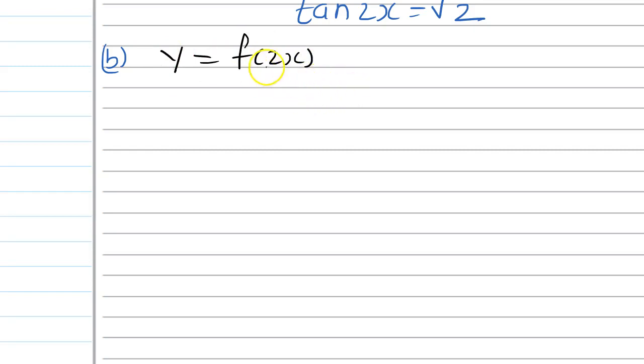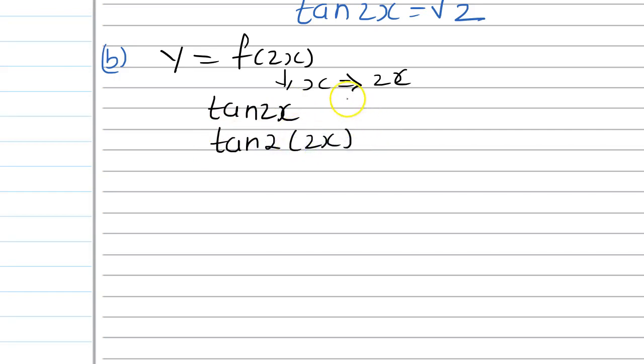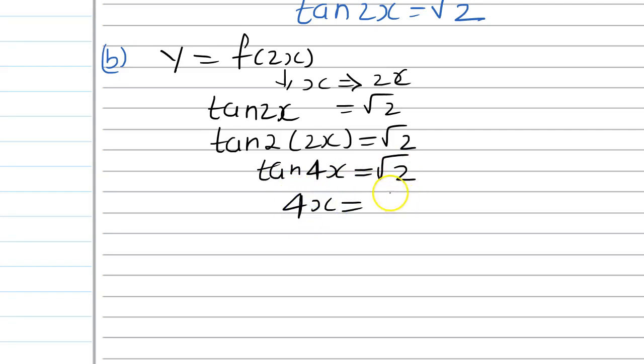So f(2x) means x is replaced with 2x. Our equation was tan(2x) equal to root 2. So if you replace x with 2x, then it will look like this, and that was equal to root 2. So tan(4x) is equal to root 2. So 4x equals tan inverse root 2.